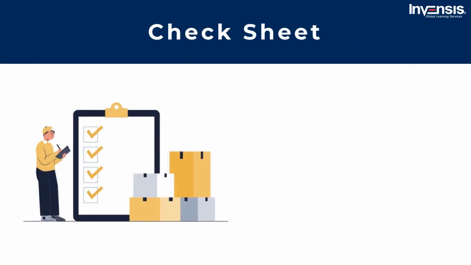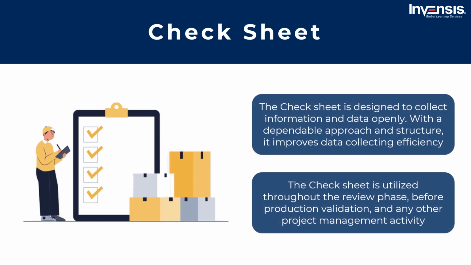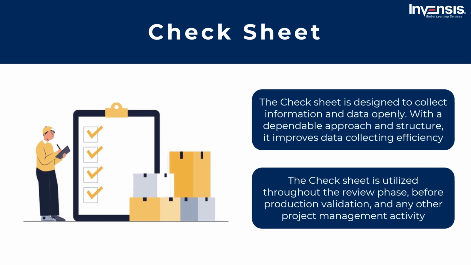Moving on, the second is the check sheet. The check sheet is designed to collect information and data openly. With a dependable approach and structure, it improves data collecting efficiency. It also considerably reduces data collection efforts. Rather than theoretical numbers and things, this data gathering is based on facts and figures. Furthermore, this technique generates outputs that are stored in a distinct data format that may be reviewed at any time. The check sheet is utilized throughout the review phase, before production validation, and in any other project management activity.